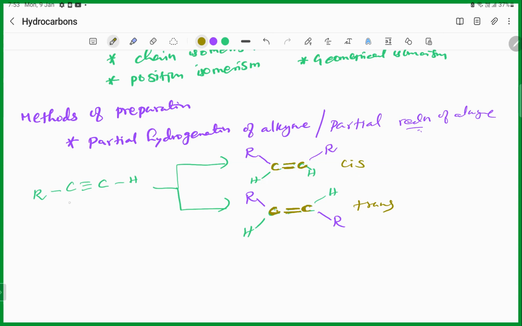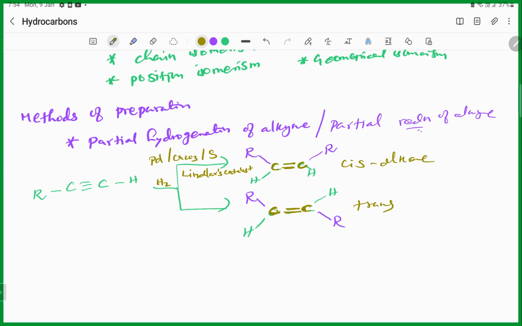When you take an alkyne and do a reduction with a suitable reagent, this is the Lindlar catalyst. What is Lindlar catalyst? Palladium, calcium carbonate, and sulfur. When you do the hydrogenation using palladium, calcium carbonate, and sulfur, the Lindlar catalyst, you get the cis alkene.